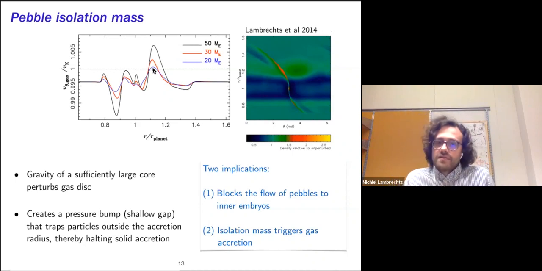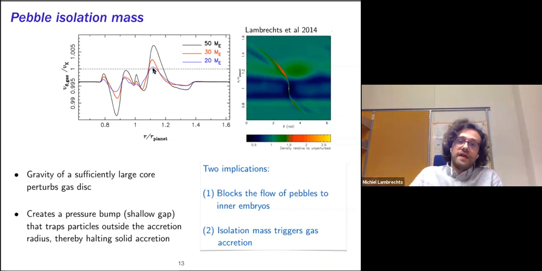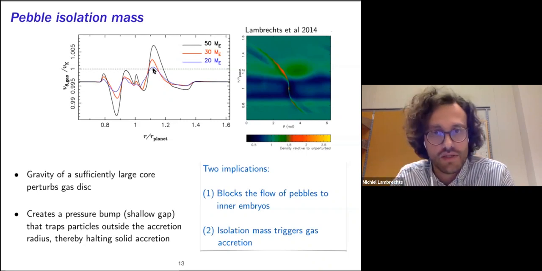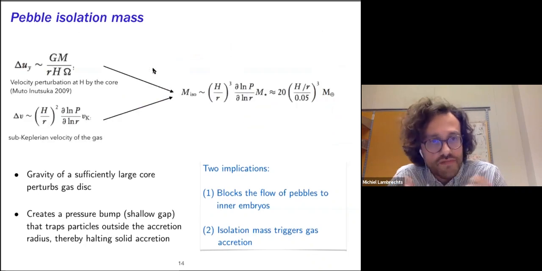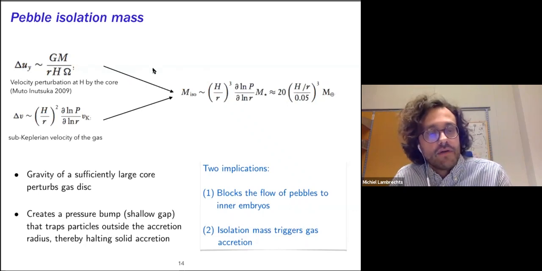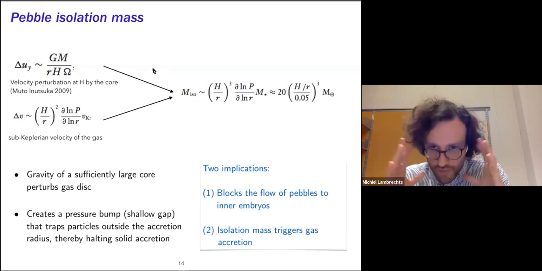Actually, it does something else. It's not only that it blocks the flow onto the body itself, it also blocks the flow of pebbles to all the other inner embryos. So this is an important implication. Another implication is that it's also a good point to identify when gas accretion becomes more important, but that's a separate discussion.